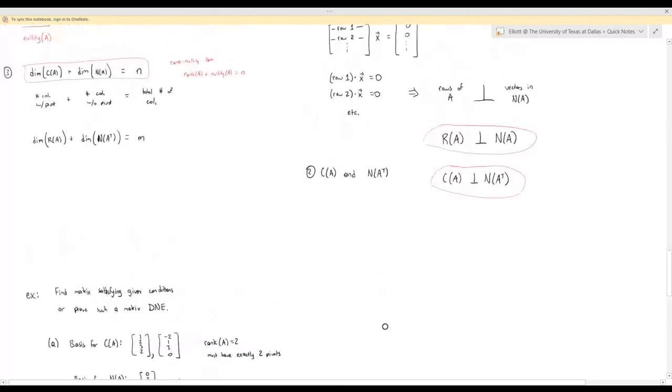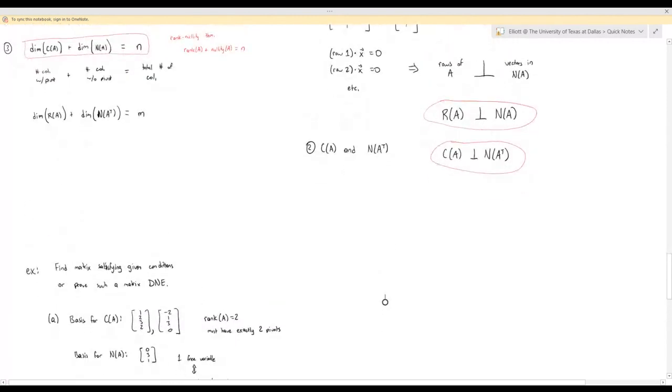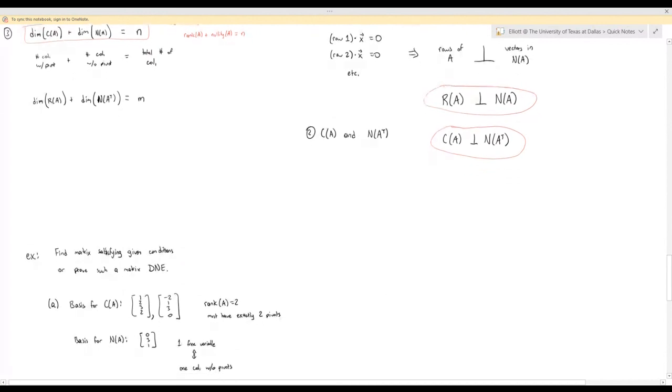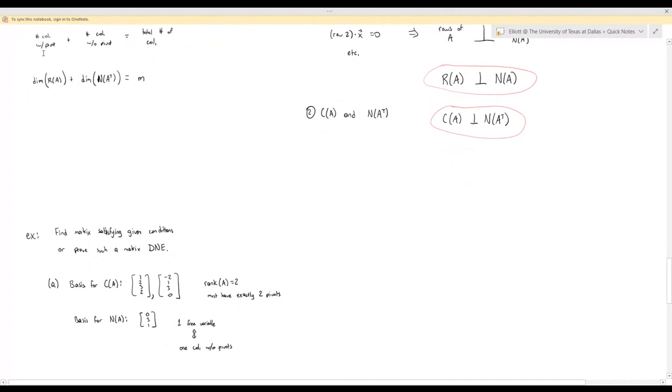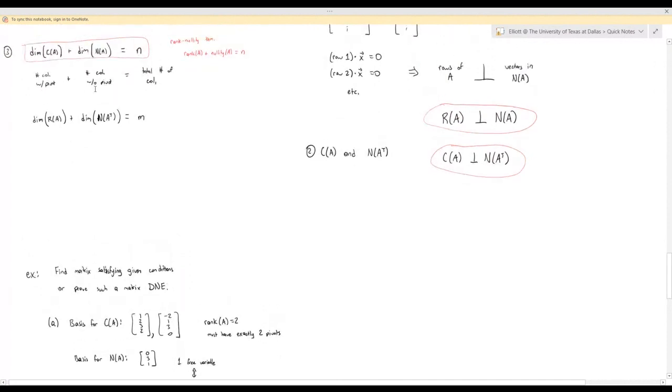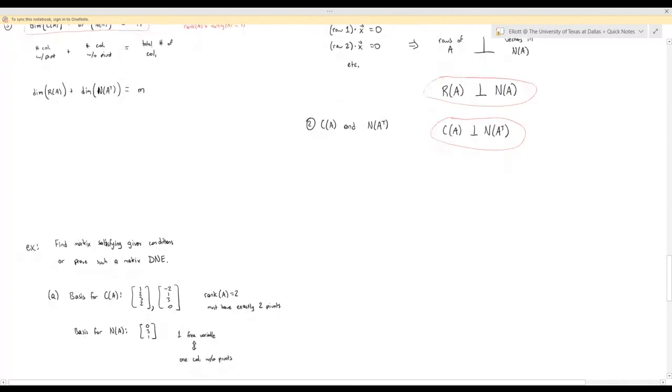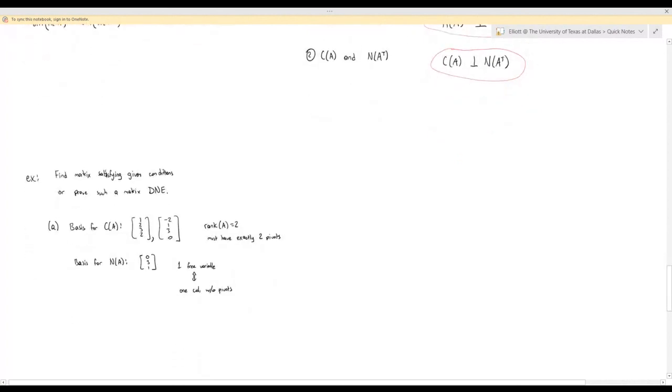So we also talked about how we had this rank nullity theorem where the rank of the matrix plus the nullity equals the total number of columns of the matrix. So in this example, the rank is 2. The nullity, or the number of columns without pivots, is 1. So 2 plus 1 gives us 3. So this matrix A must have 3 columns, okay?